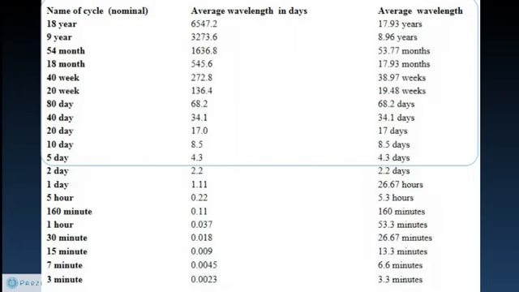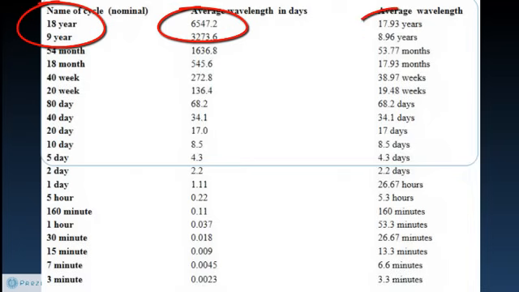A nominal model is simply a list of cycles. Here you can see 3 columns. The left-hand column is the name of the cycle. The longest cycle that Hurst considered it necessary to analyze is, as you can see, the 18-year cycle. Now, the average wavelength in days of that cycle, as the second column, is 6,547.2 days. And the average wavelength in terms of years is 17.93 years.